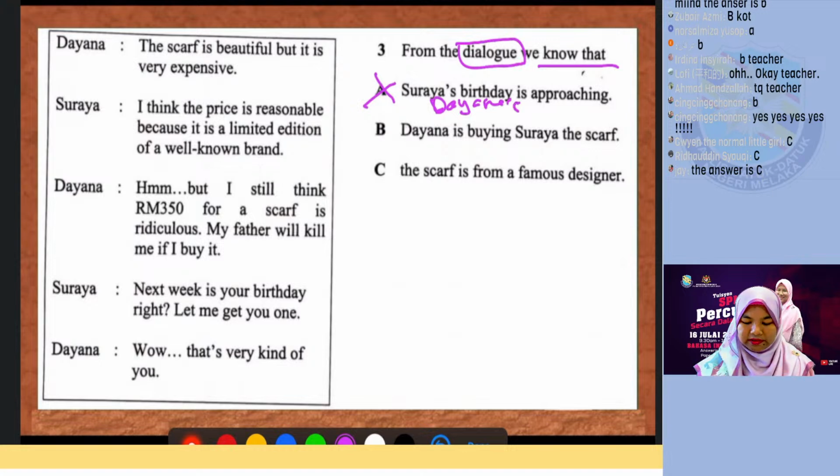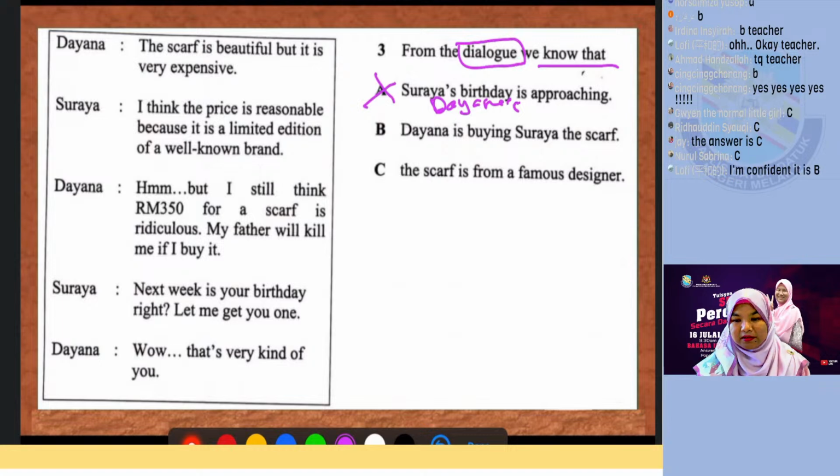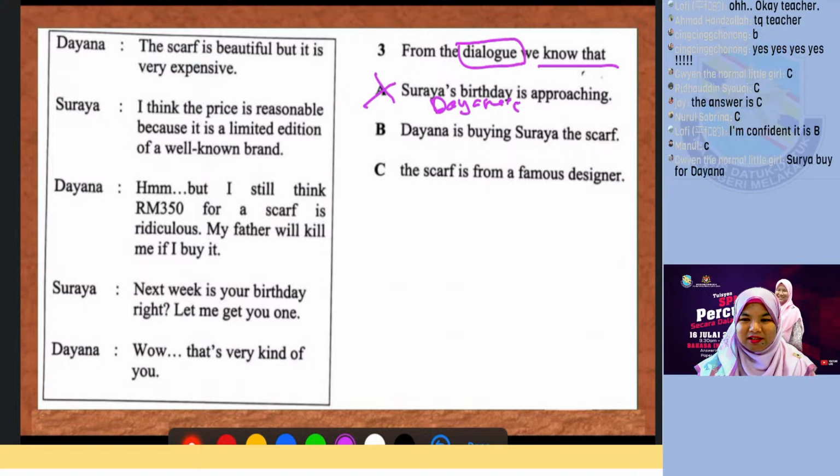B, Diana is buying Suraya the scarf. Nurul Sabrina, C. Lafi, I'm confident it is B. Okay, good. Manul, C. Lofi, I like your confident level. Manul, C. Okay, majority C and some B. Let's go to B first.